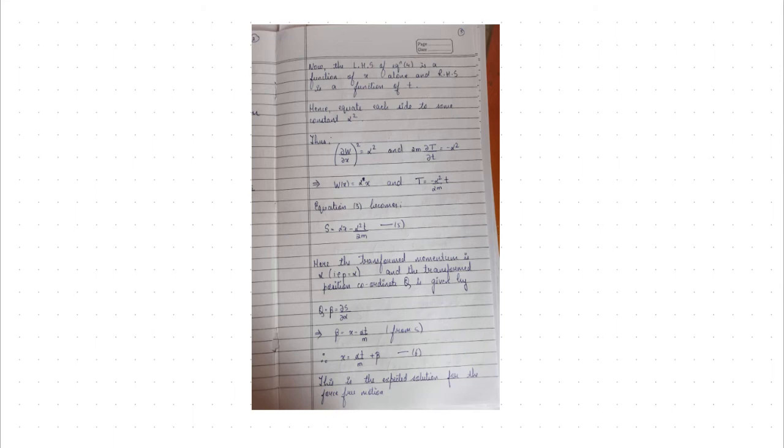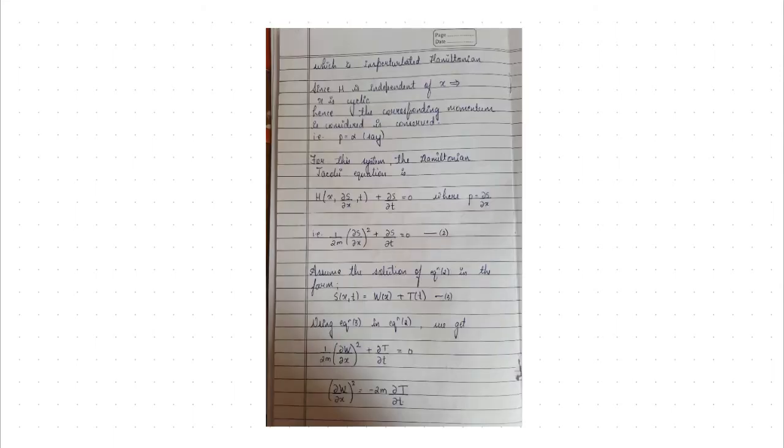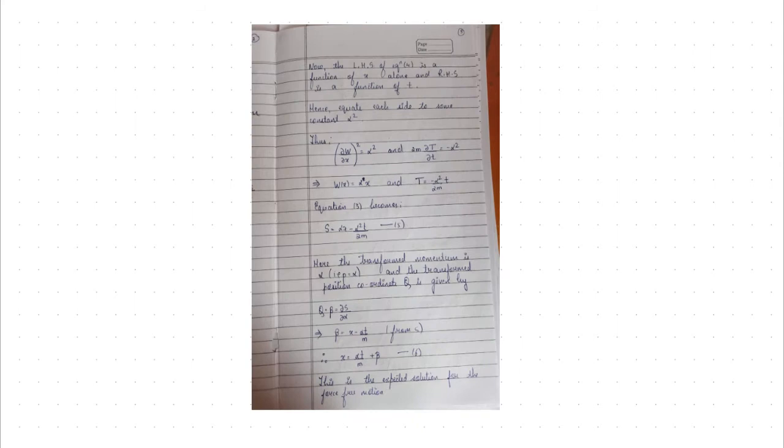We know that the solution, that is the generalized function s, is given by s of x comma t equals w of x plus w of t. We have found the value of w and we have found the value of t. So we will put this in equation number 3 and we will finally get the solution, that is the generating function. So this S would be a generating function.